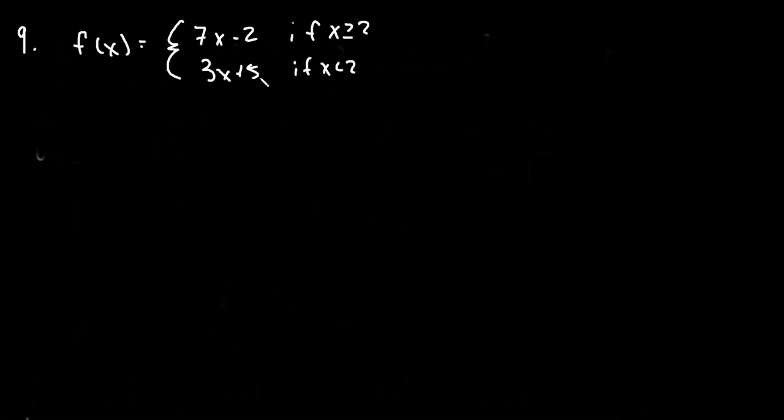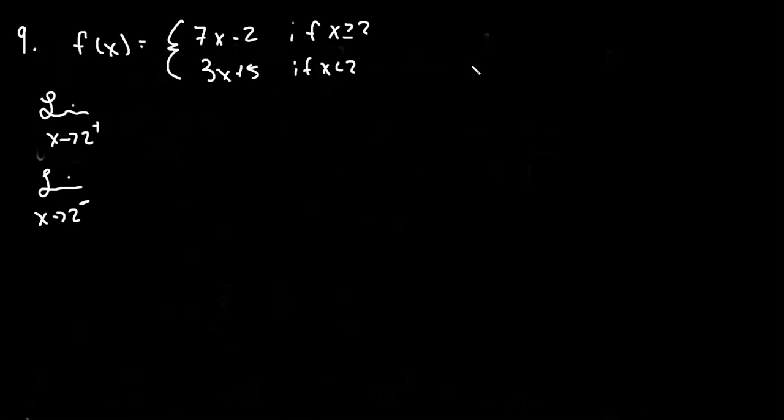Alright, question 9 is a little fancier. We have a function, it's a piecewise function. Just want to introduce the notion of right hand and left hand limits. So we've got a piecewise function: 7x minus 2 if x is greater than or equal to 2, and 3x plus 5 if x is less than 2. For this one, it's asking us for the limit as x approaches 2 from the right and the limit as x approaches 2 from the left.